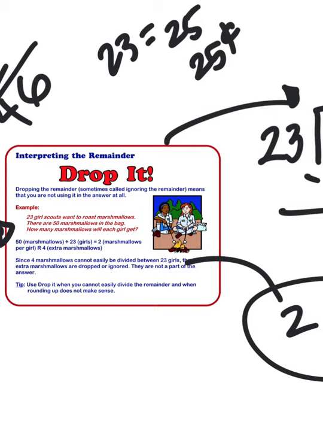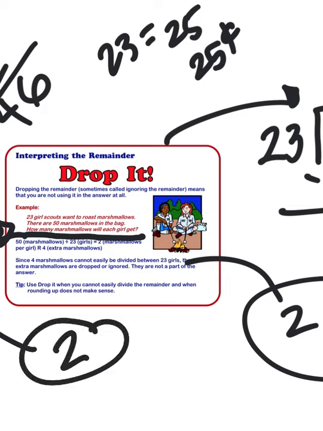Question says, how many marshmallows will each girl get? Well, it doesn't make sense to say 2 remainder 4 is the answer. Since the 4 marshmallows cannot be divided between 23 girls, the extra marshmallows just get dropped or ignored, and they're not part of the answer. So how many marshmallows will each girl get? They each get 2, and we're not going to worry about the remainder in this problem. So here's the tip. Use drop it when you cannot easily divide the remainder or when the rounding up does not make sense.